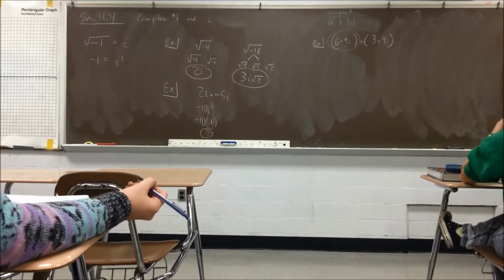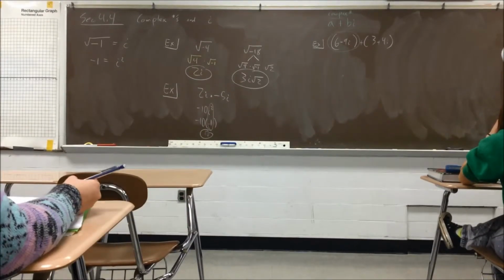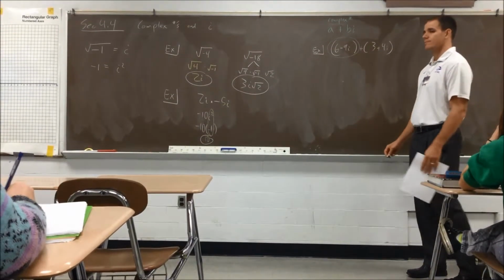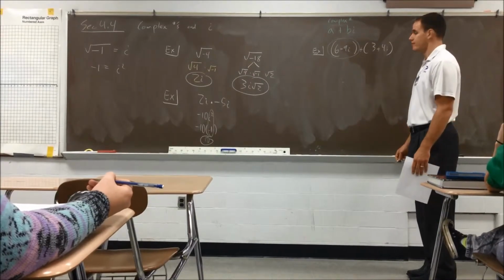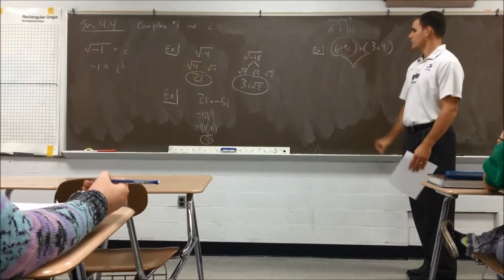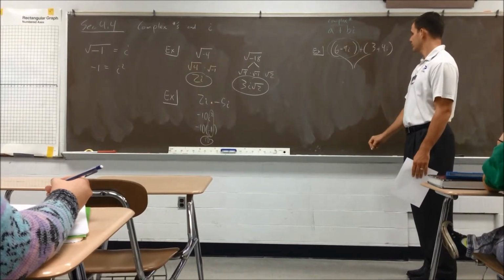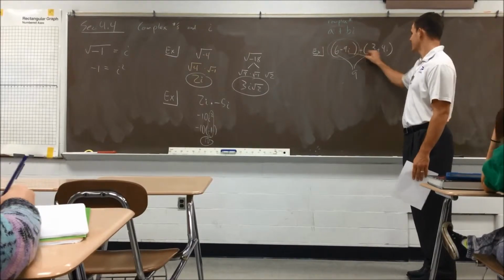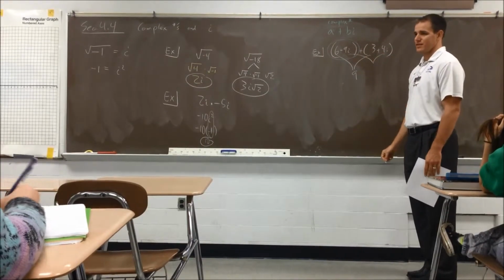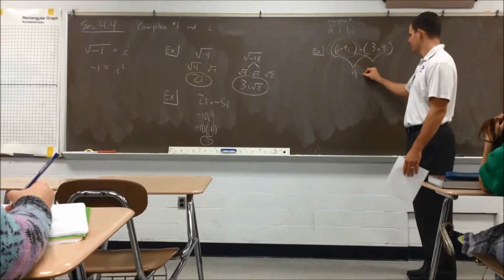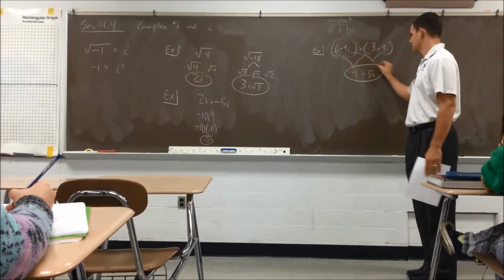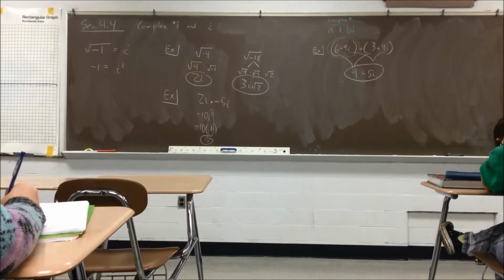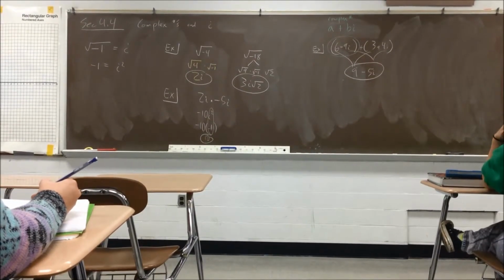Let your intuition take you here. This is not as hard as it seems. What do you think this is going to be? -9i plus 4i? -5i. So we're treating the i here just like a variable, or just like a square root, because that's what it is.